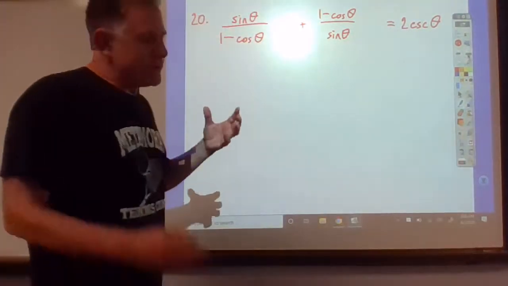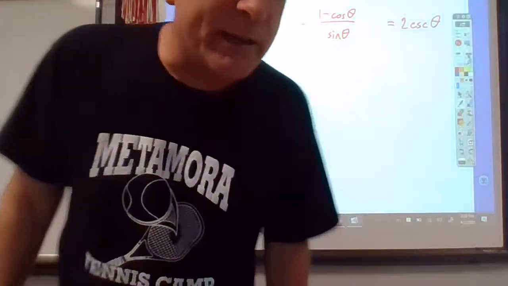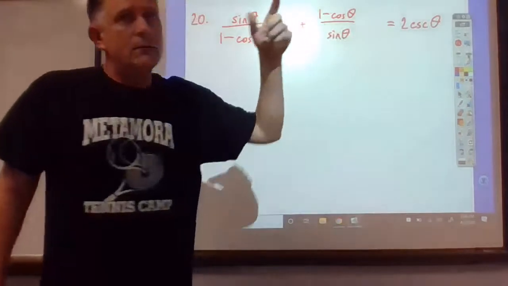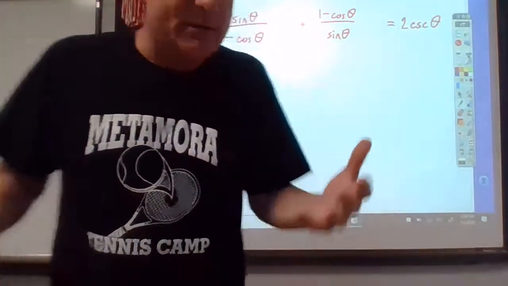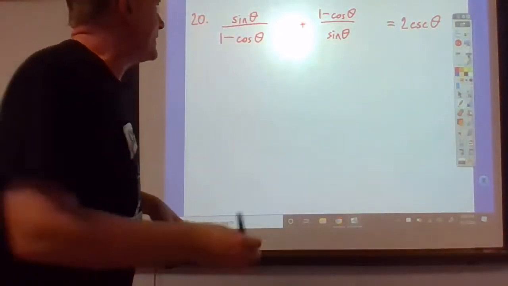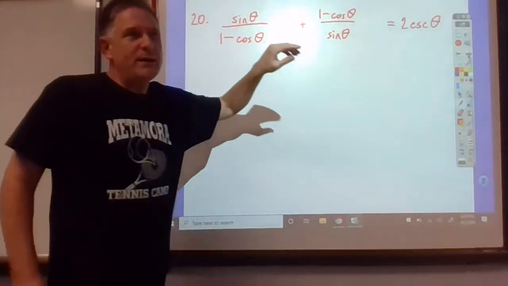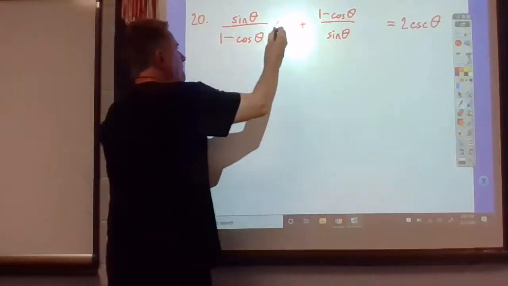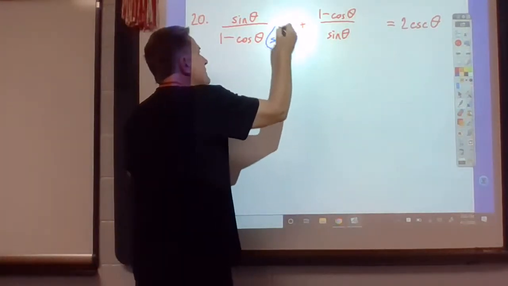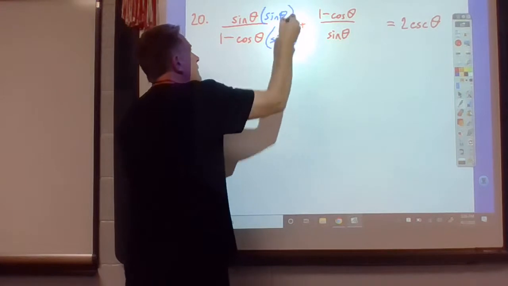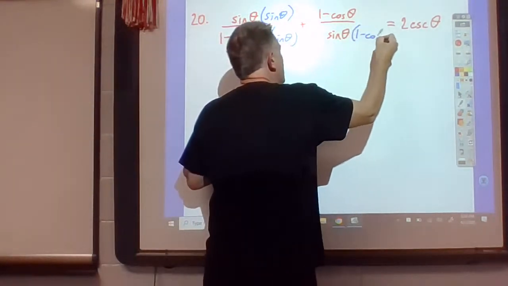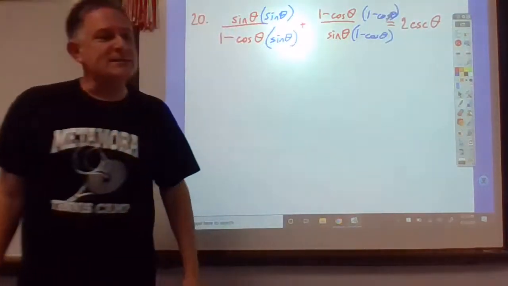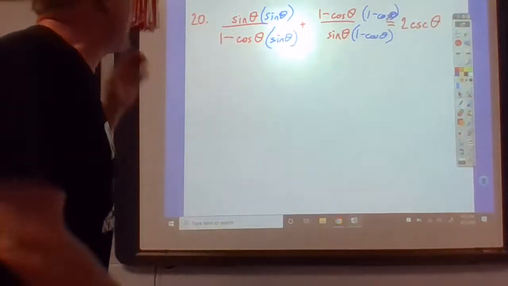So the first thing that pops into my mind when I look at 20 is I see an addition problem with fractions. And I think common denominators. That's the first thing I think of. Give me a common denominator. So it's going to be 1 minus cosine times sine. Okay, that's going to give me common denominators. Let's clean that up a little bit.